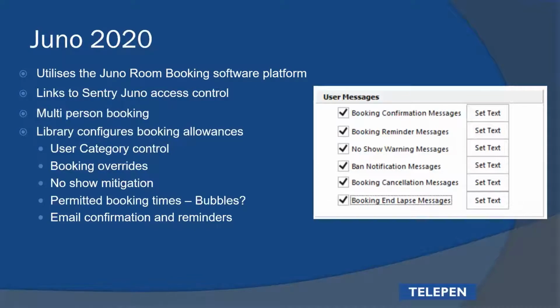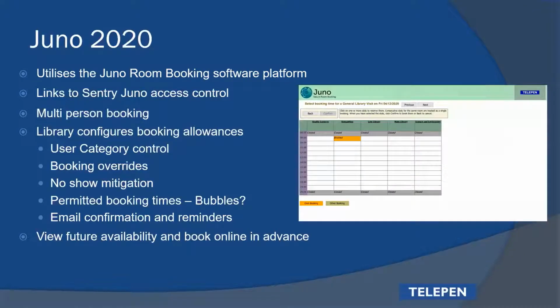And then built into the system, there are various email confirmation and reminder options, so hopefully avoiding the need for any no-show mitigation. There's confirmation, there's reminders and cancellation messages as well. If somebody chooses to cancel their booking, they'll get a confirmation of that. So students can view future availability and book online in advance using the booking form.